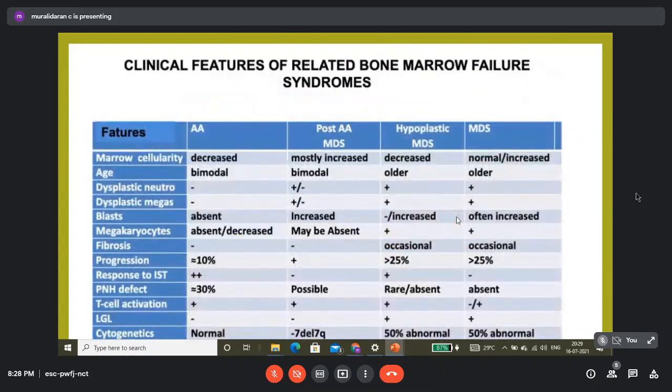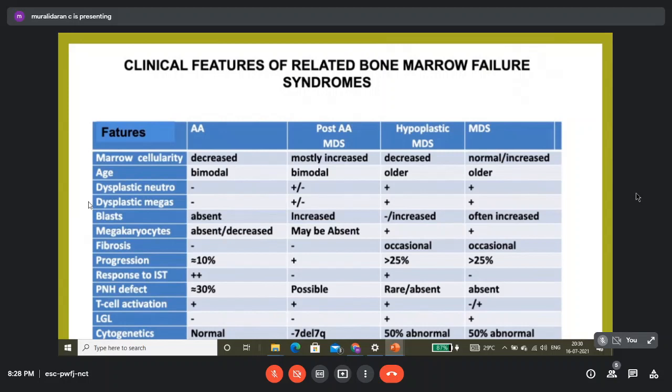These are the clinical features of related bone marrow failure syndromes: aplastic anemia, post-aplastic anemia MDS, hypoplastic MDS, and MDS. Most of the features are somewhat common, but one main thing we can say is that dysplasia is commonly seen in the MDS group. That's why I'm telling you to look for dysplasia very carefully in a given case of hypoplastic anemia, and also to look for blasts.